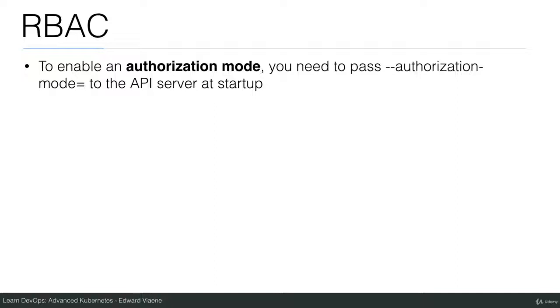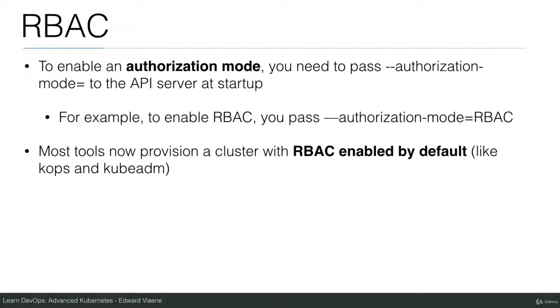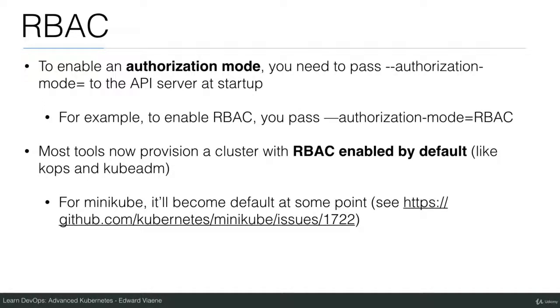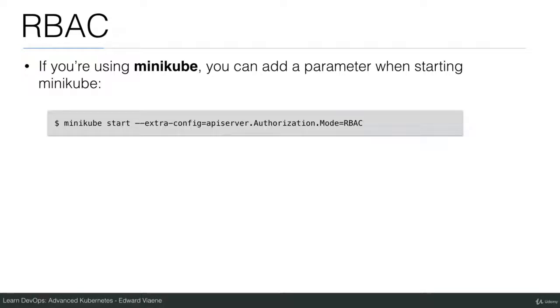To enable an authorization mode, you need to pass authorization-mode to the API server at startup. For example, to enable RBAC, you pass authorization-mode equals RBAC. Most tools now provision a cluster with RBAC enabled by default, like kops and kubeadm. For Minikube, it will become default at some point. There's an open issue for this. In the meantime, to get this authorization mode passed, you can use the following parameter: minikube start --extra-config=apiserver.authorization-mode=RBAC, and then your minikube cluster will also be running RBAC.